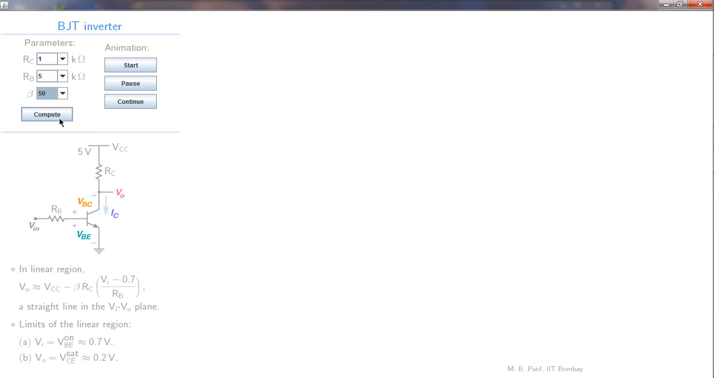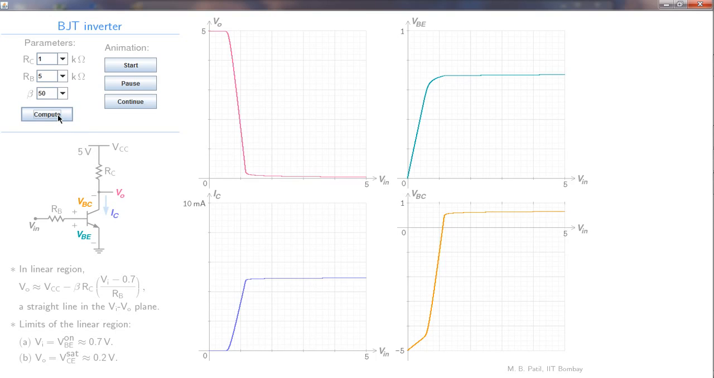Let us now compute the VO versus VI and other quantities. And these are the graphs. So that is VO versus VI. Looks familiar. We have seen that in the last slide. These other quantities we did not see explicitly, so let's look at these now. What about IC? IC versus VIN. It is zero in the beginning because the transistor is in the cutoff region when VI is less than 0.7 volts. Then the transistor enters the linear region, all of this. And that is described approximately by this equation. And so IC keeps increasing.